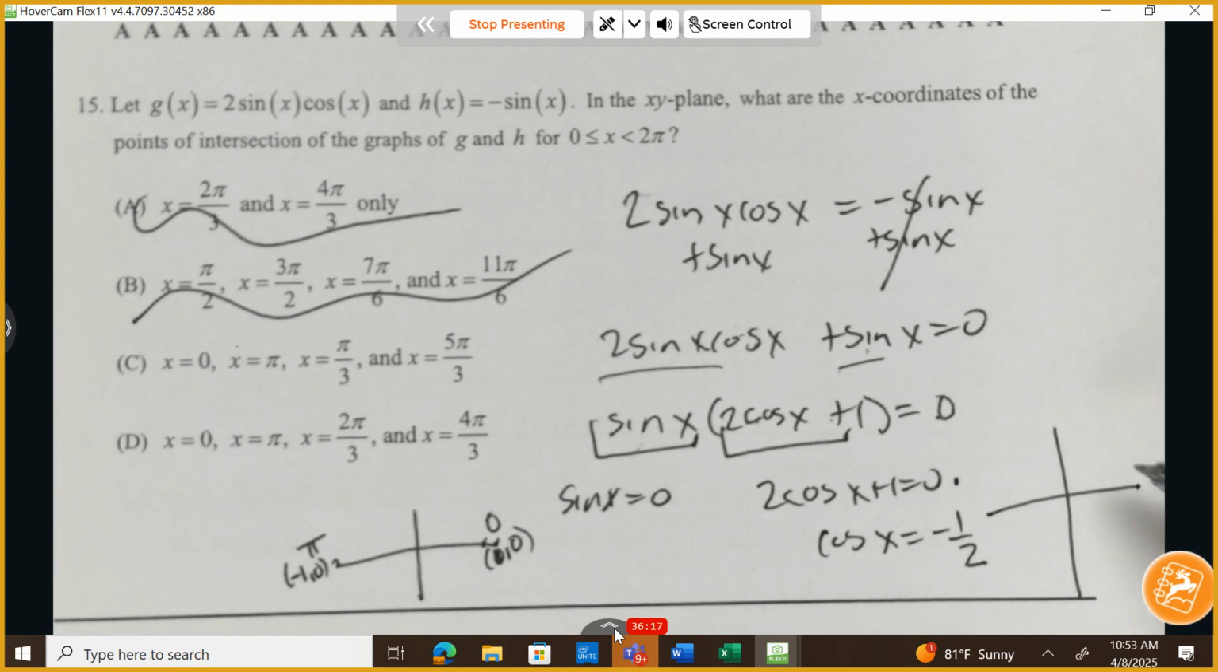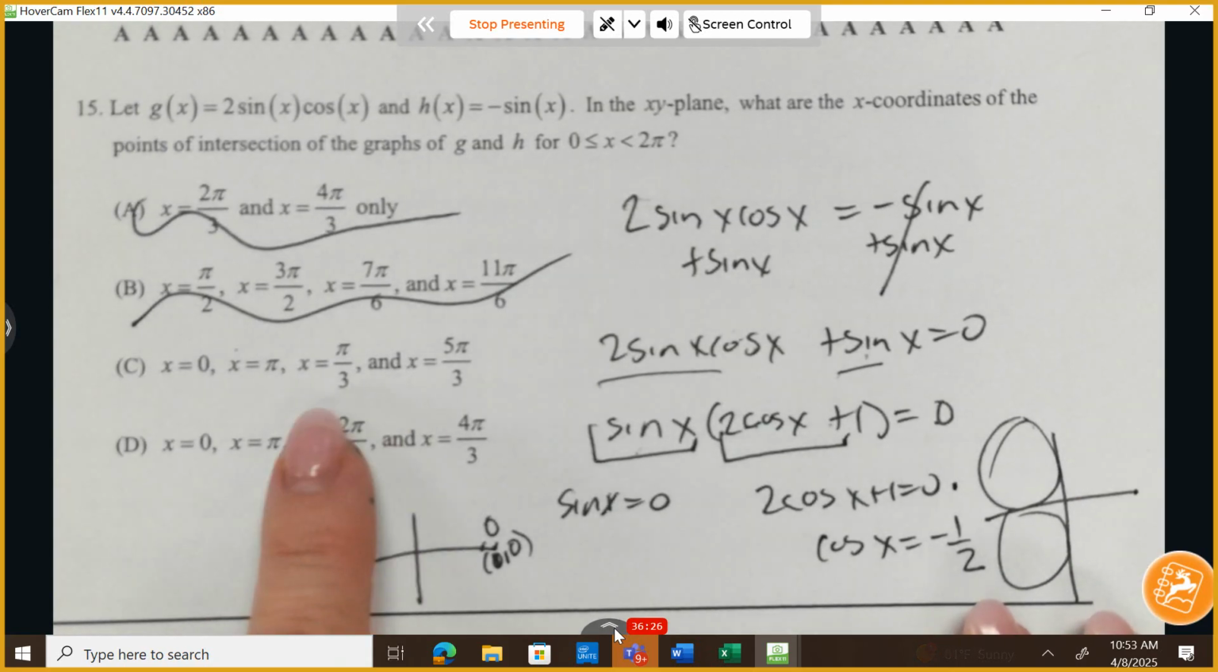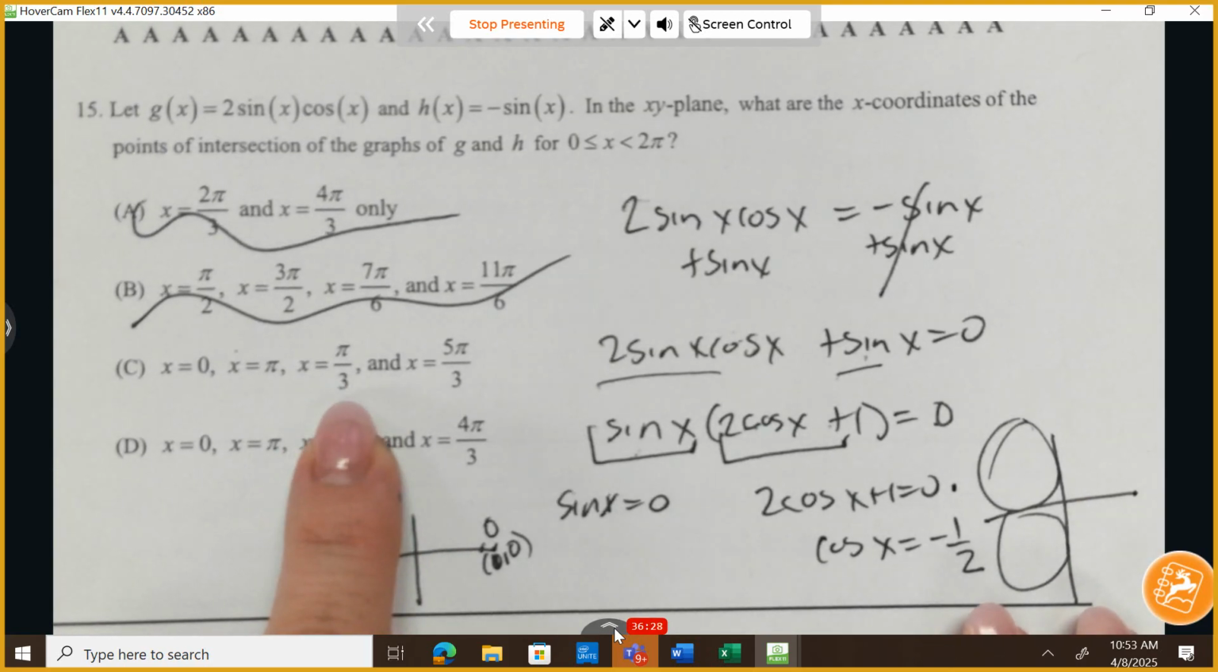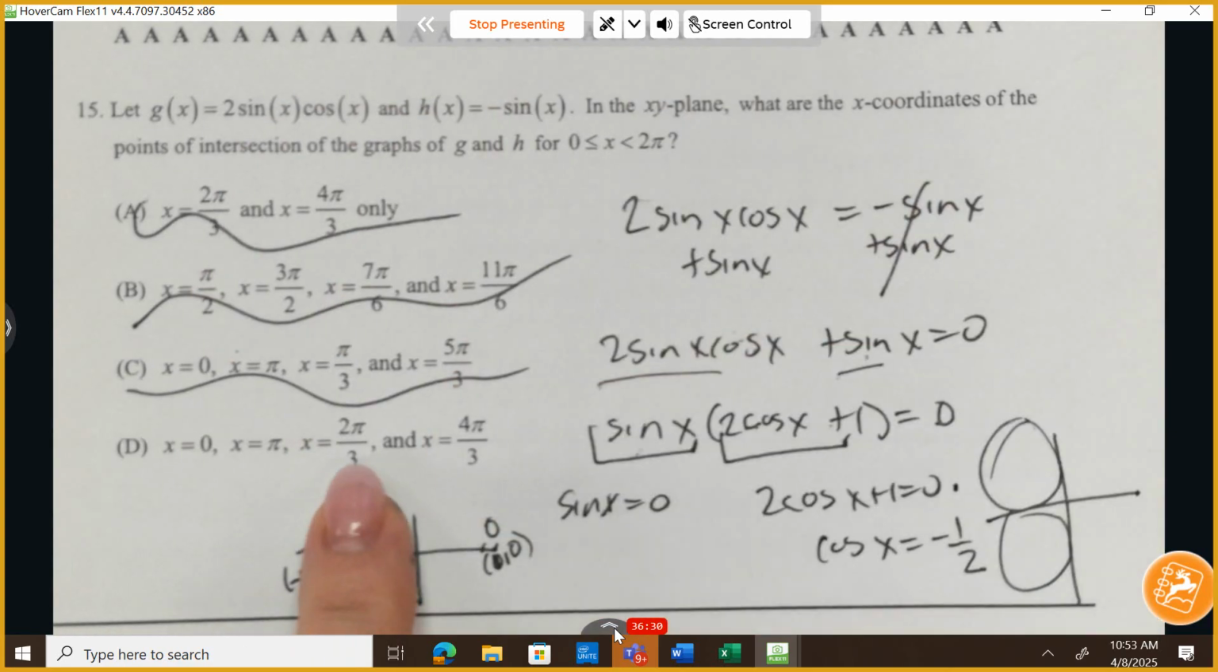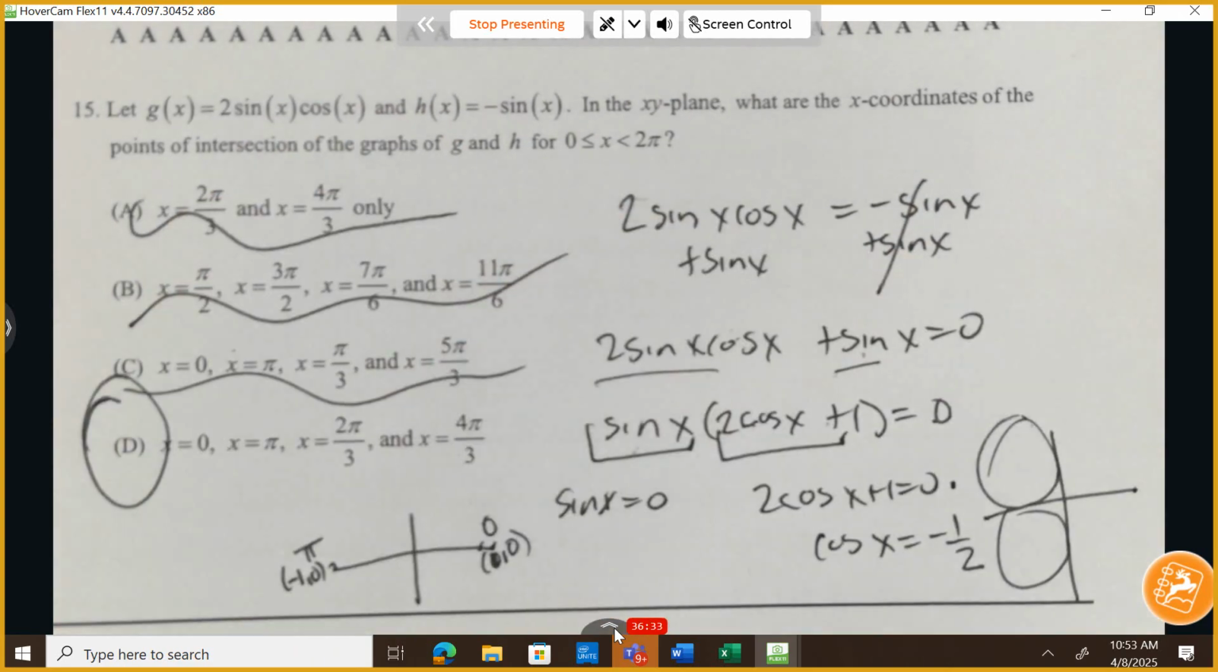Where are cosine values negative in which 2 quadrants? Answer for me. Which 2 quadrants? 2 and 3. So I'm going to come over here and I want to know, is this in quadrant 2? Yes or no? Is this in quadrant 2 and 3? I don't have to do any more math. Done.